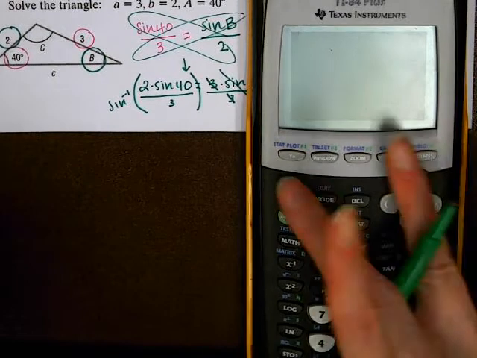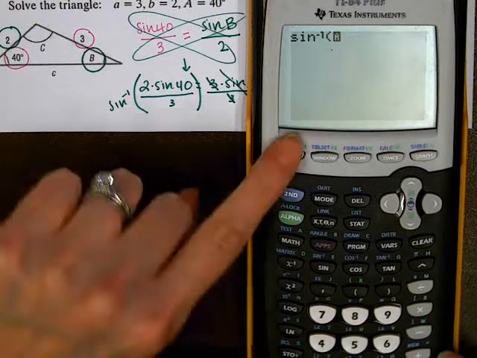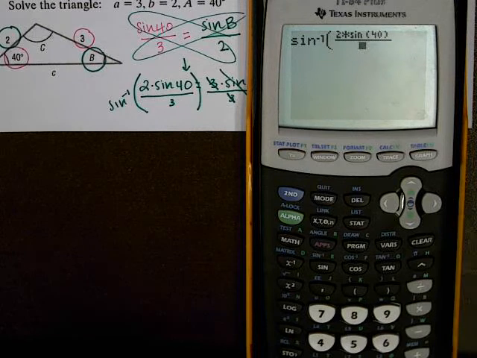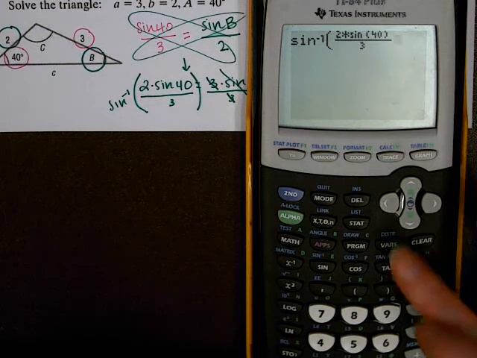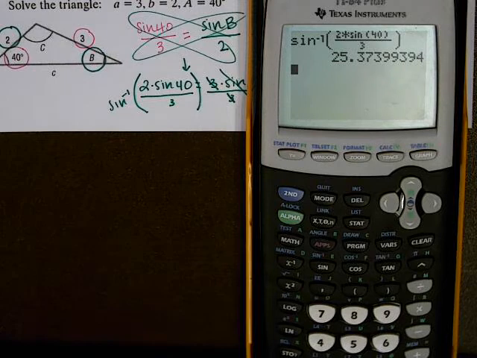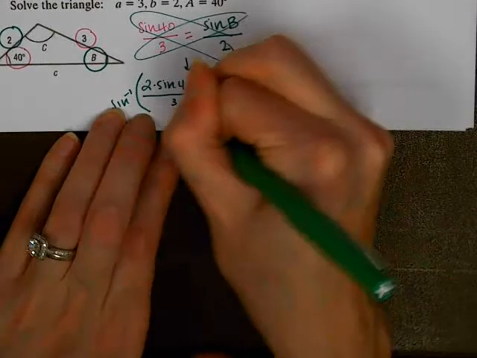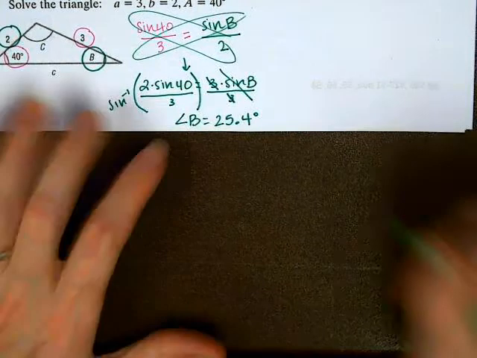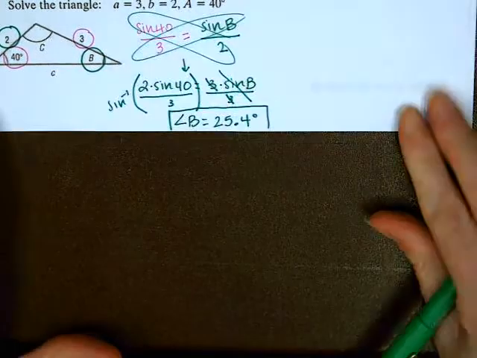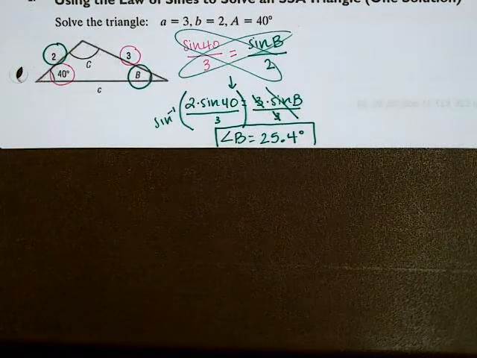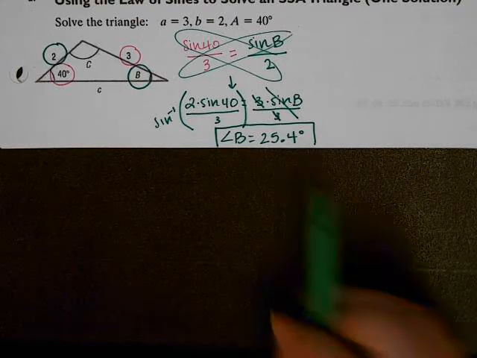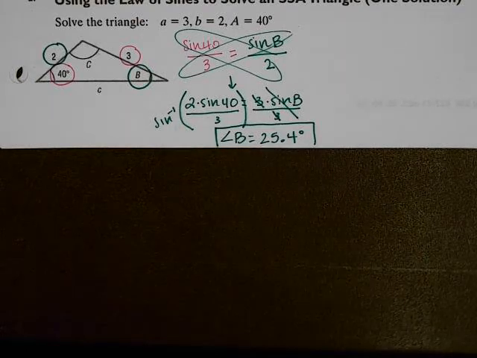All right, so let's type that in. It's going to be inverse sine of 2 times sine of 40 all over 3. And that gives us 25.4 degrees. So angle B equals 25.4 degrees. Okay, great. But now, that means we have at least one triangle. But now the question is, what if the triangle looks different and angle B could also be something else? It could be a second triangle.